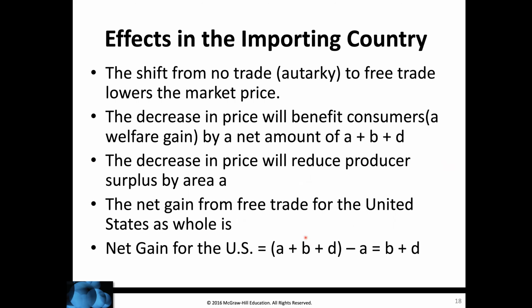So the effects on the importing country, the shift from no trade, which is an autarky, to free trade lowers the market price. The decrease in price will benefit consumers. This is what we call a welfare gain by a net amount of A plus B plus D. The decrease in price will reduce producer surplus by area A, as mentioned in the previous slide. The net gain from the free trade for the United States as a whole is A plus B plus D for the consumer minus A for the supplier, so we get a B plus D.